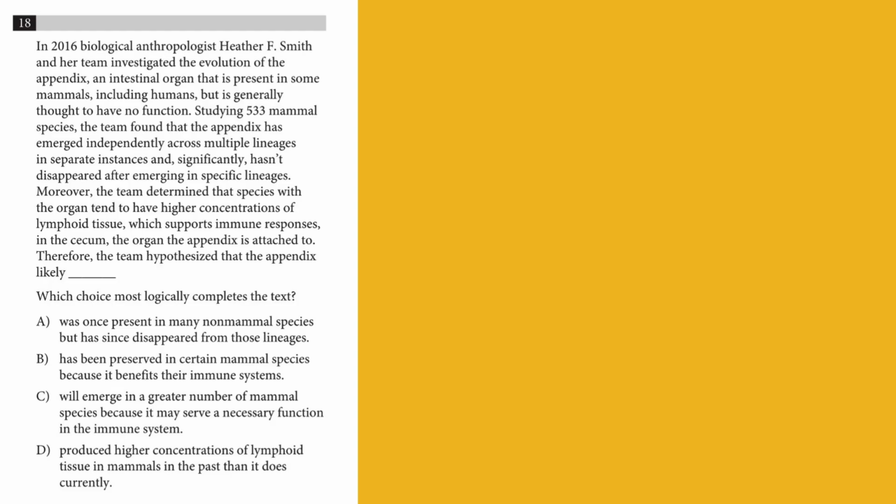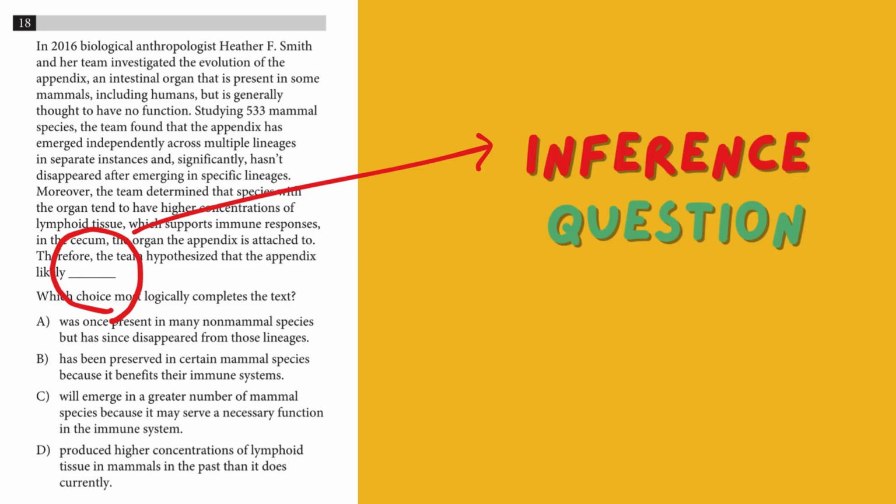When you look at a question and see a blank at the end of the passage, this type of question is called an inference question, because you need to make an inference based on the details in the passage right before the blank. How can we do this? We'll take 3 steps.